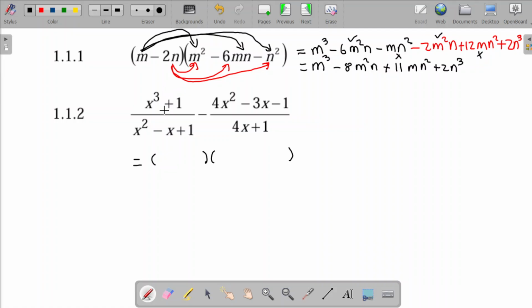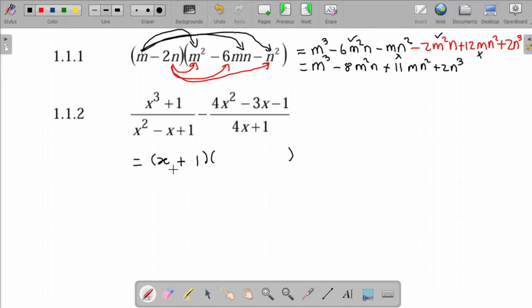Now, how do you factorize this? We start: what is the cube root of x cubed? It's going to be x. What is the cube root of 1? It's basically 1. And then the sign that is here is the sign that's going to come back here, which is basically going to be positive 1. And then we move on. We're done with the first bracket, now comes the second bracket.